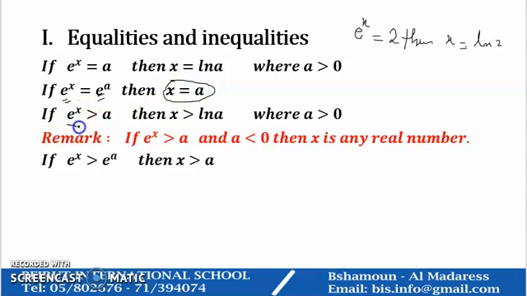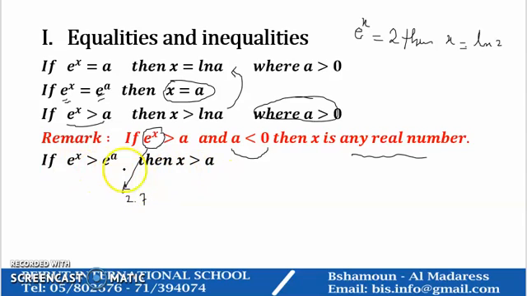Now if e^x is strictly greater than a, I can deduce that x is greater than ln a, similarly as for the equations, and also a here must be greater than 0. Now if e^x is strictly greater than a and a is less than 0, then x in this case is any number. Why is that? e^x is positive for every value of x, since e is a positive number, approximately 2.7. Then I can deduce that x is any number, because a positive number is greater than a negative one.